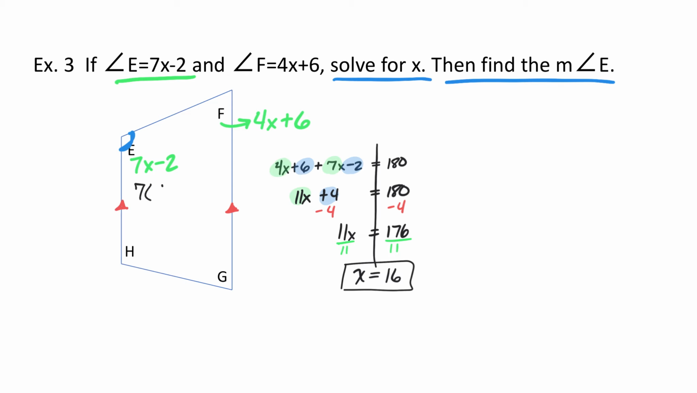So we'll go back and plug in our value for x, which is now 16. So 7 times x, 7 times 16 minus 2. When we put this in our calculator, we get the angle measurement of 110 degrees. Again, it's very important: answer the question that's being asked. We weren't asked for x. We were asked for what is the angle measurement for angle E.